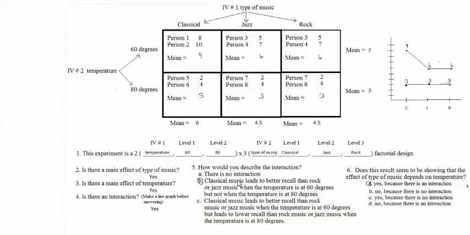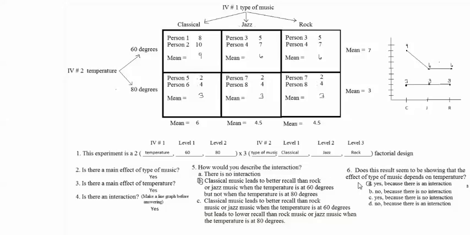And what does this interaction look like? Well, it looks like when it's 60 degrees, people do better at the recall task with classical music up here, and they do worse with both jazz and rock. But when it's 80 degrees, people do equally poorly with all three types of music. So classical music leads to better recall than rock or jazz when it's 60 degrees, because 9 is higher than 6 and 6. But that's not true when it's 80 degrees, because when it's 80 degrees, the recall average is 3, regardless of what type of music you're listening to.